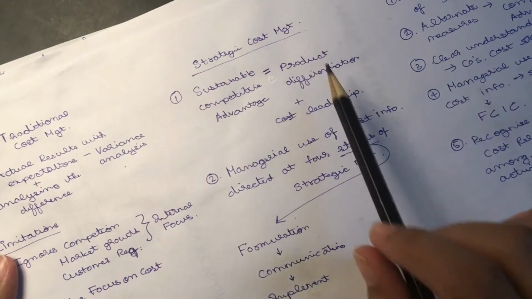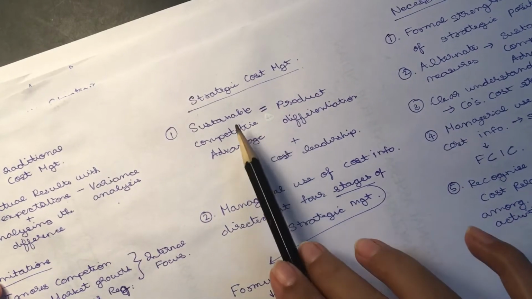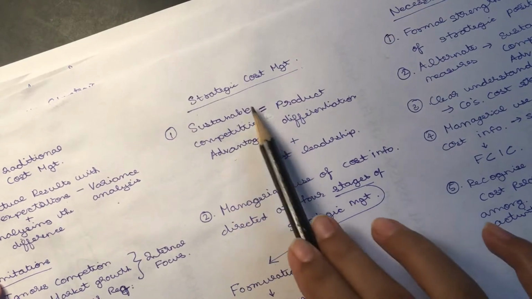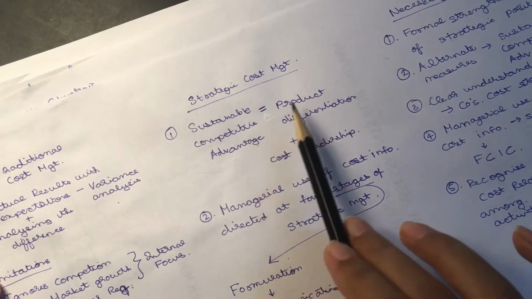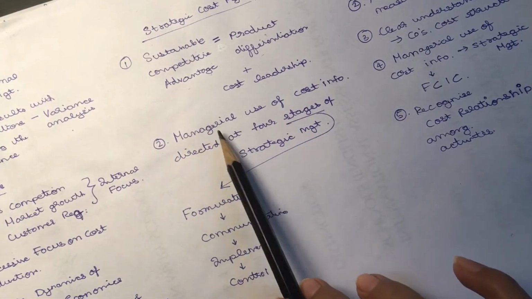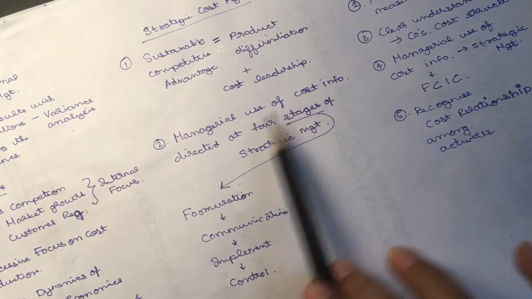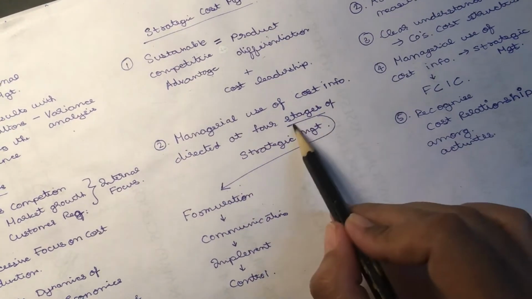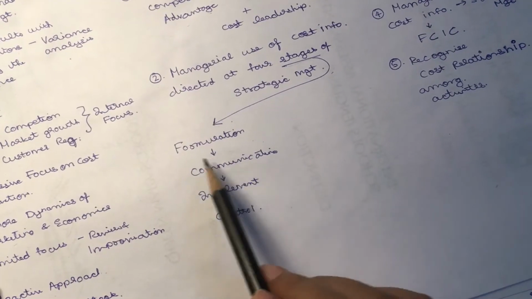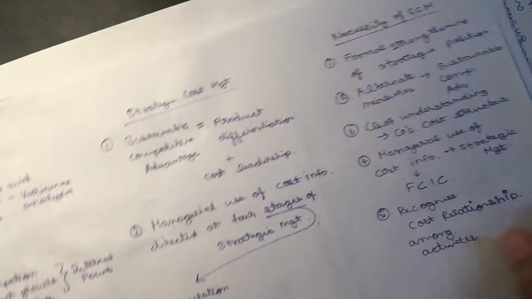Next, because of all those limitations, we have strategic cost management, which basically is getting a sustainable competitive advantage. And sustainable competitive advantage includes product differentiation and cost leadership. Also, strategic cost management means managerial use of cost information directed at the 4 stages of strategic management. And what are the 4 stages of strategic management? You have formulation, you have communication, you have implementation, and you have control.